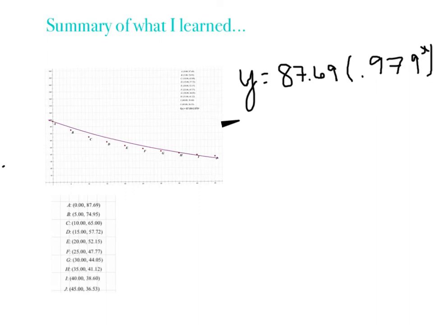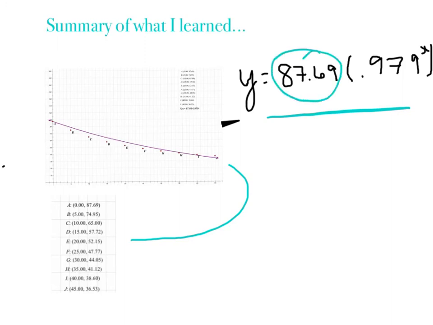So to summarize what I learned, basically for the graph and the table, you divide point B by point A, or any point before another point, you divide that to get the decay factor. And on the equation, this is the y-intercept, and this is the decay factor, and if you multiply them together to a power of, say, 5, then you'd find out what the temperature was at 5 minutes. And this is how you learn about the decay factor.